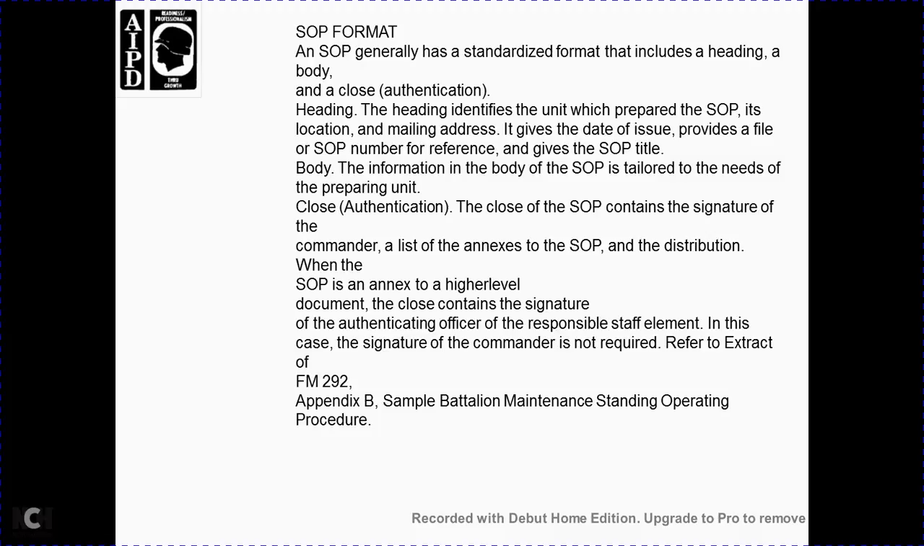The closing and authentication code of the standard operating procedure contain the signature of the commander, list of annexes, and the standard operating procedure distribution. When the standard operating procedure is an annex for a higher level document, the code contains the signature authentication of the officer of the responsible staff element. In this case, the commander's signature is not required. Refer to the extract from Field Manual 29-2, appendix B, sample battalion maintenance standing operating procedures. Lesson 2, fundamental maintenance operations.